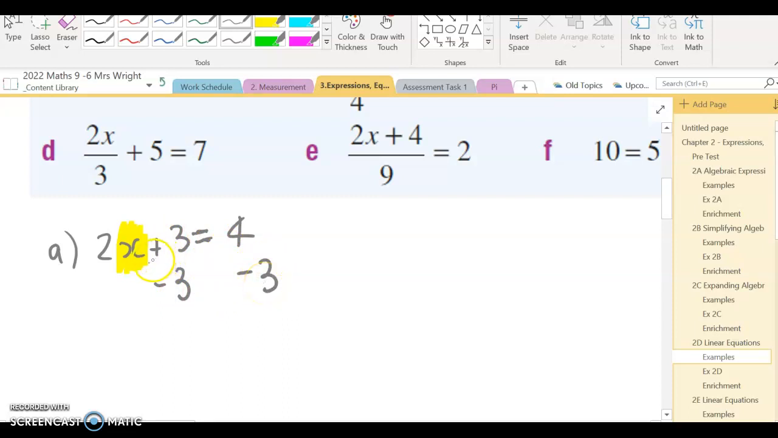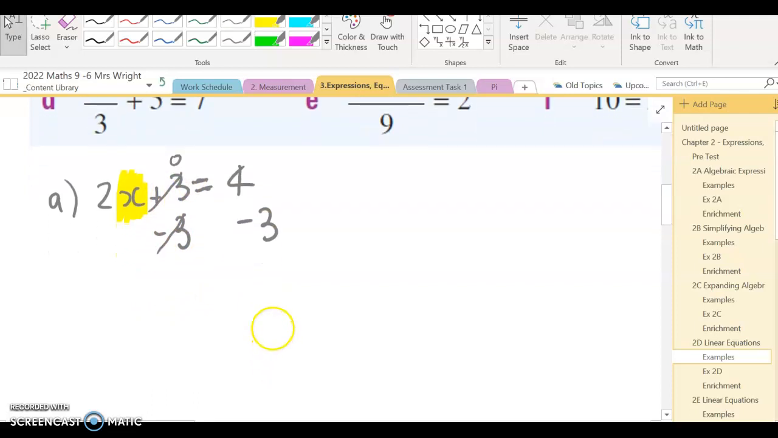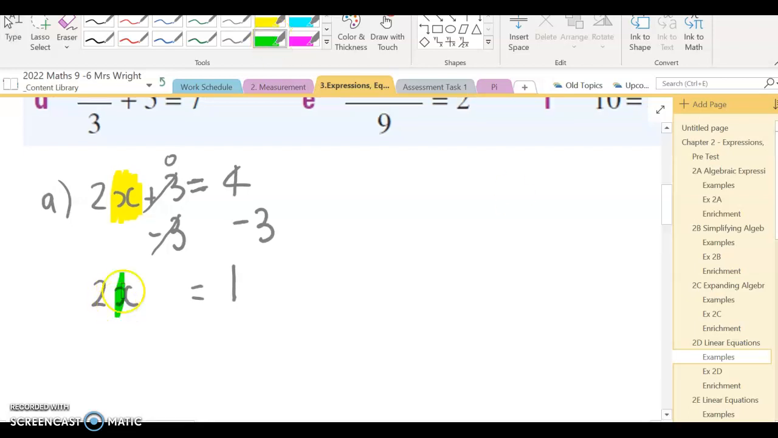So what I end up with is the 3's cancelling out and going to 0. I still have my 2x. So line them up so they're nice and neat. 2x equals 4. I've got take away 3. 4 take away 3 is 1. That's step 1. I now have 2x equals 1. I've gotten rid of that 3. But I still need to find my x, so I need to do something else. I need to do it again.